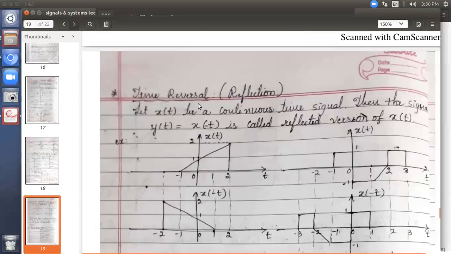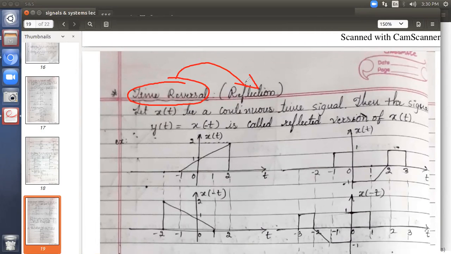Let me go to the next, third type of operation performed on time. We have completed time scaling and time shifting. We have seen in both cases how this is performed. Now let us go to the third operation, that is time reversal. Time reversal is also called reflection. If you look at this word reflection, you might have already guessed what will be done here.